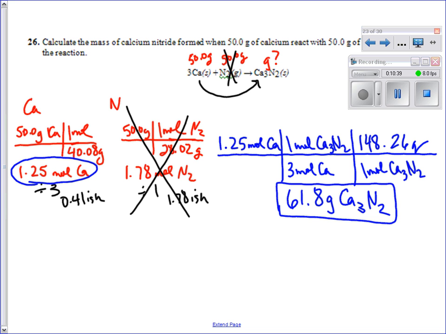Oh, roll back. I'm adding on to the problem. I'm going to ask you another question. How much nitrogen is in excess? Any ideas what we're going to do here? Nitrogen was extra, right? It's in excess. They gave us 50 grams. The question is, how much was extra? How much is going to be sitting there unreacted? Any ideas?